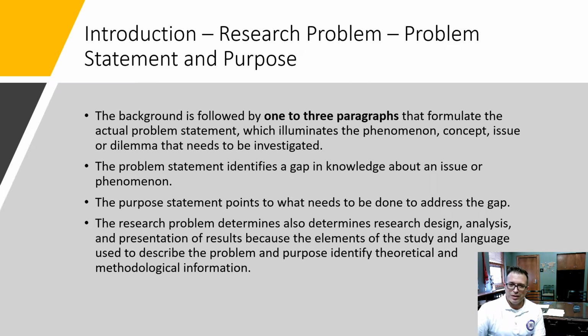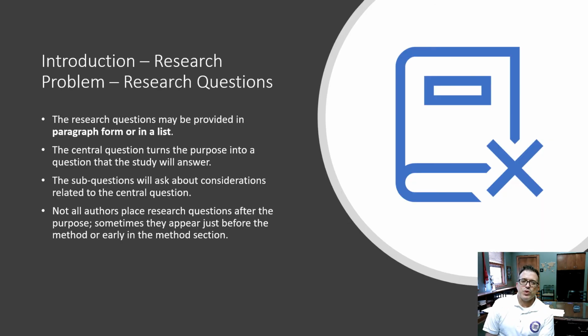Makes sense, right? As you think about research questions, they may be provided in a paragraph form or in a list. And the central question turns the purpose into a question that the study will answer. Sub-questions will ask about considerations related to the central question that you'll address in your paper. Not all authors place research questions after the purpose. Sometimes they appear just before the method or early in the method section as well. Or in English studies, you might leave them out altogether because they can be assumed from your thesis.